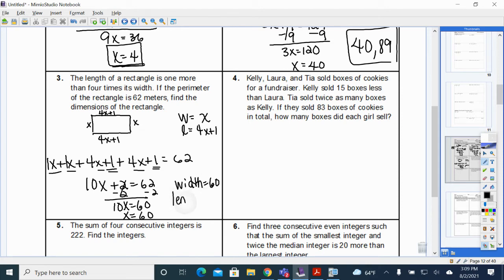And my length is going to be 4 times 60. You know what? It's not 60, it's 6. Yeah. Sorry about that, y'all.